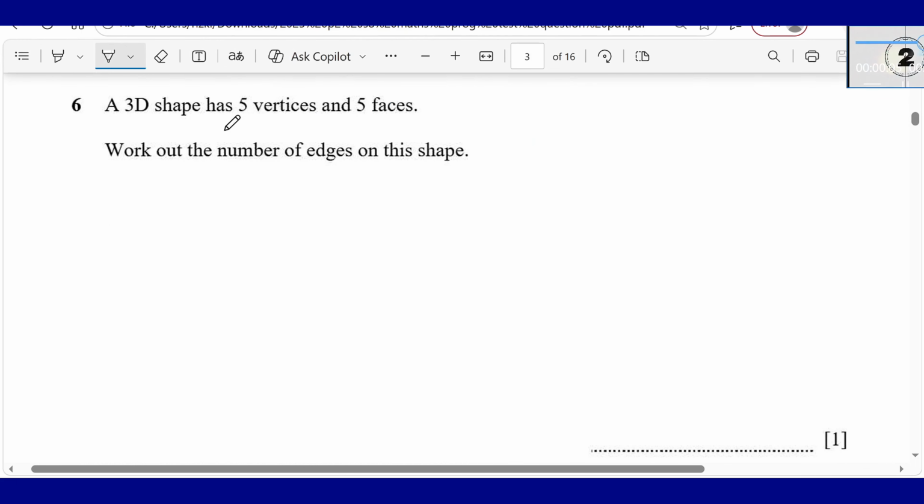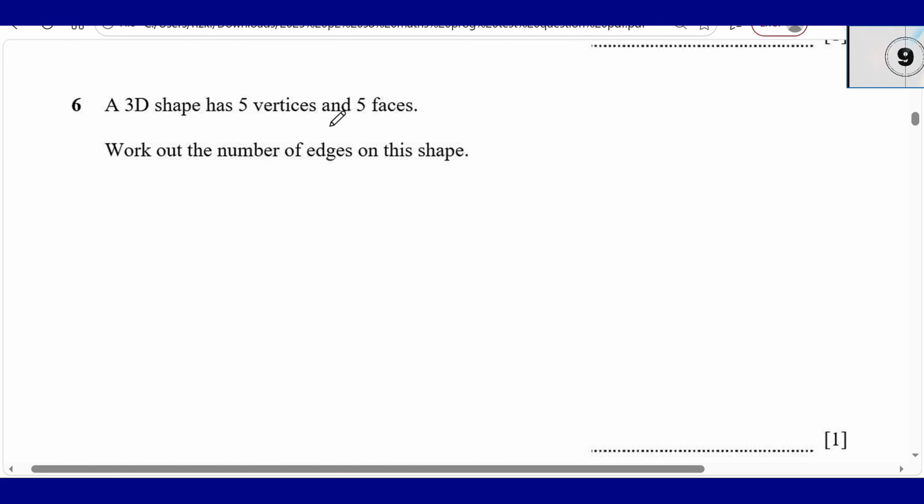Guys, number 6: a 3D shape has 5 vertices and 5 faces. Work out the number of edges on the shape. Okay, the answer we will reveal after the timer returns again to 0.